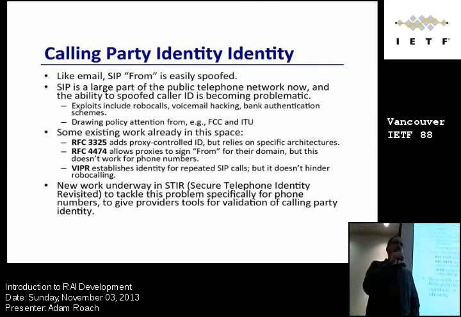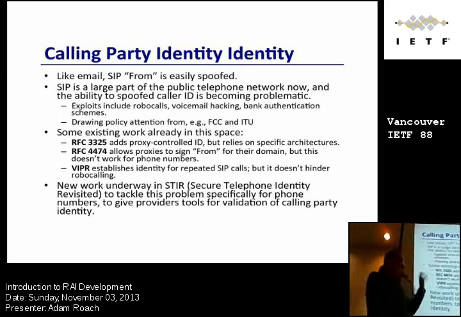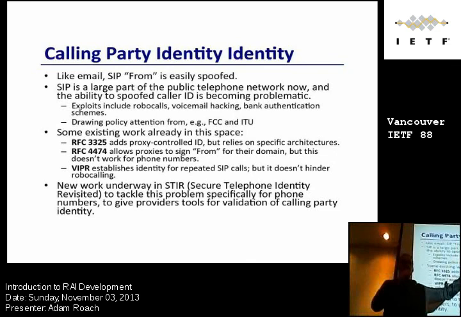You even have banks that are using calling number as part of their authentication schemes, and obviously this is a real problem. I mean, we have organizations like the FCC and the ITU stepping in saying we need to have a solution to this. Now, it's not that we didn't think about these things when we were working through this. So there was some early work that allows proxies to add, this is who this person is.